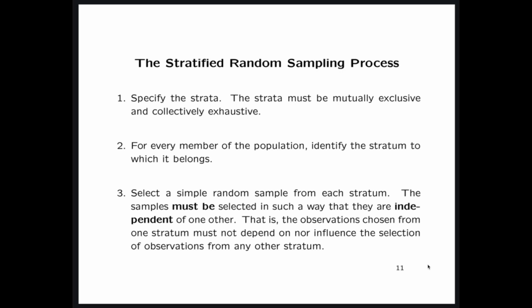Once we have the strata specified, we have to identify the stratum that each member of the population belongs to. Once we've done that, we select a simple random sample from each stratum. Now the samples must be selected in such a way that they are independent of one another. So samples from different strata must be independent of each other. That is, the observations chosen from one stratum must not depend on nor influence the selection of observations from any other stratum.